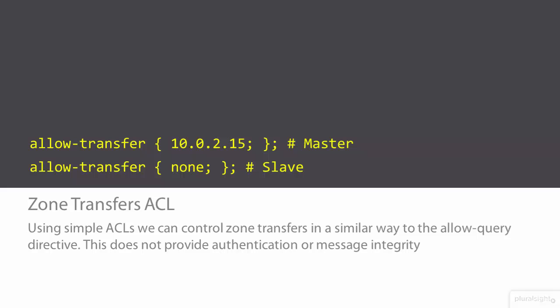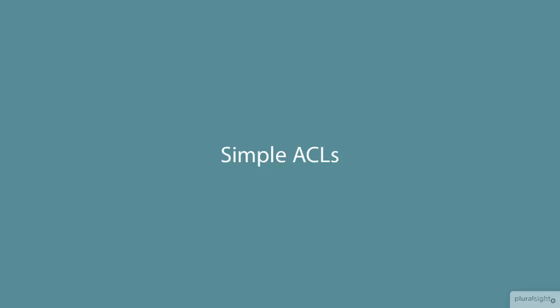This is simple and it's going to allow a level of security, but we're not authenticating the slave server to the master, and the slave server has to just guess that the information it's getting back hasn't been tampered with. All the same, it's a valid method. So let's go through and first of all set up this simple access control list.